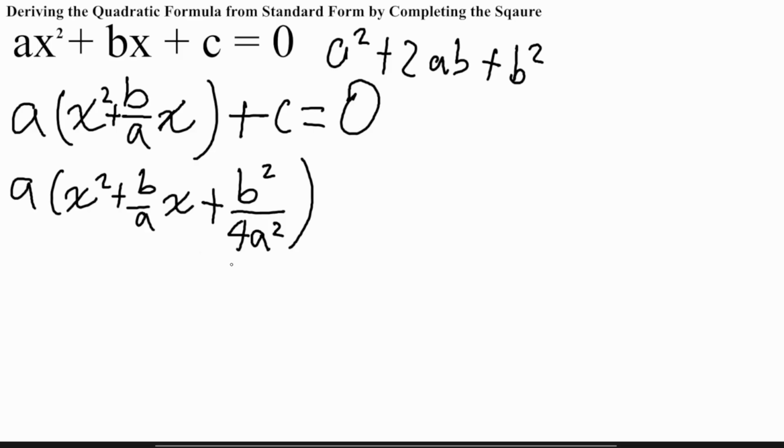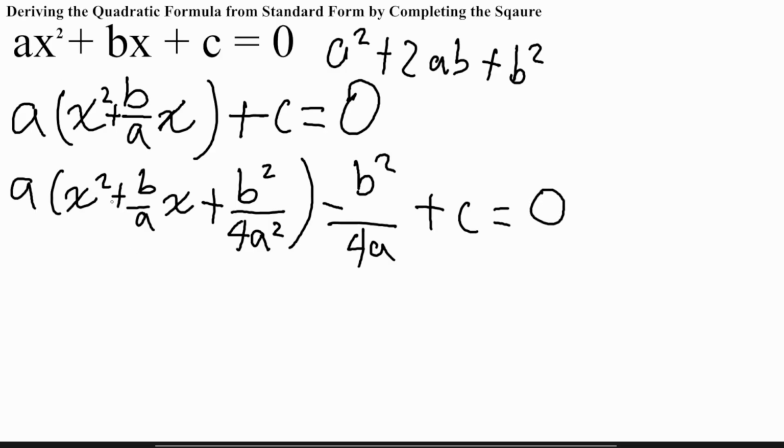Perfect. But to keep this expression equal, we must subtract the inverse of this multiplied by our coefficient in front. So when we do that, we multiply this by a, we just get rid of the a squared on the bottom, then we flip the sign, which leaves us with minus b squared over 4a. And then plus c equals 0.